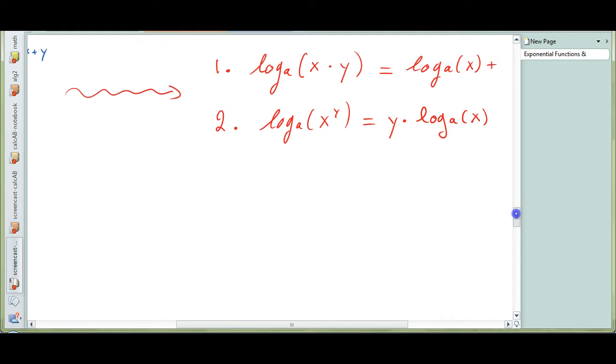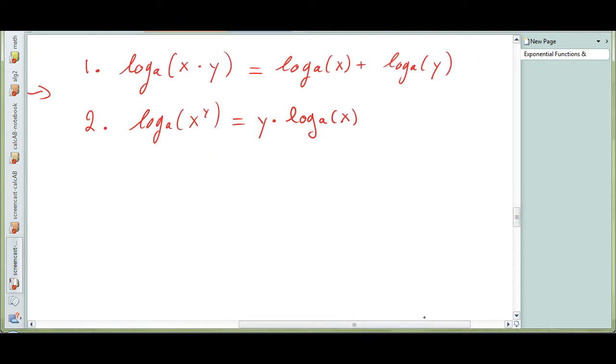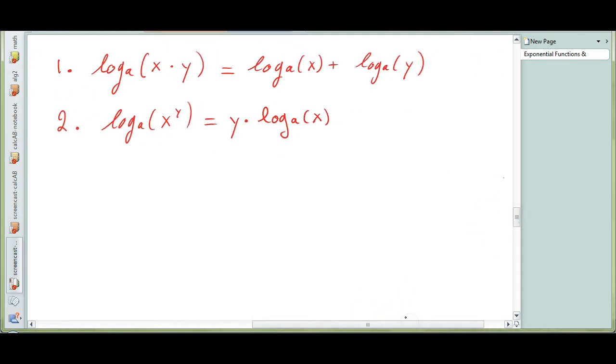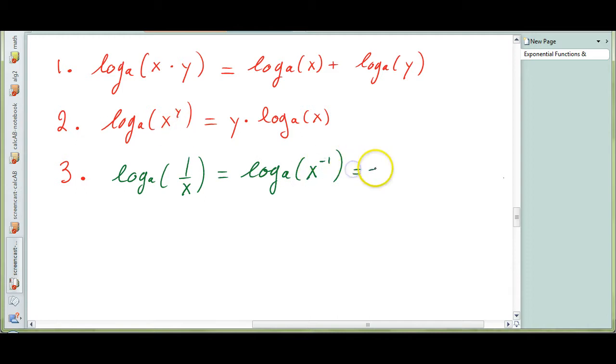All right. So here, I promised you two more. I know you're very anxious to learn them. Number 3. Look at number 2, and look at number 2 if you take y equals -1. I'm going to show you how it works. So log base a of 1 over x. Now, 1 over x, how can you rewrite that with an exponential? Well, this is the same as log base a of x to the -1, and now you can apply this property. So this is -1 times log base a of x.